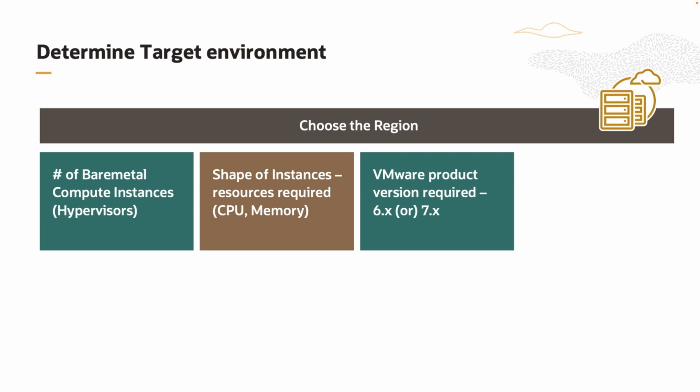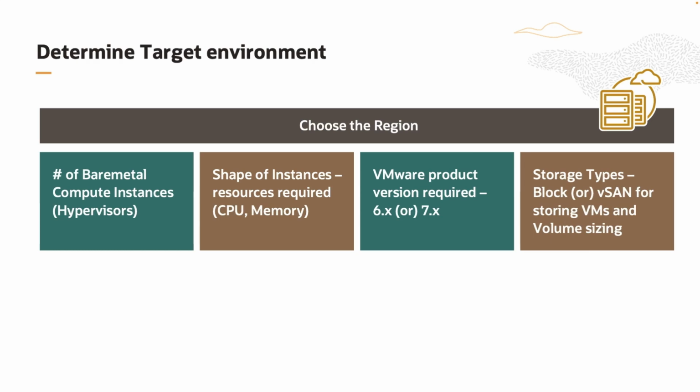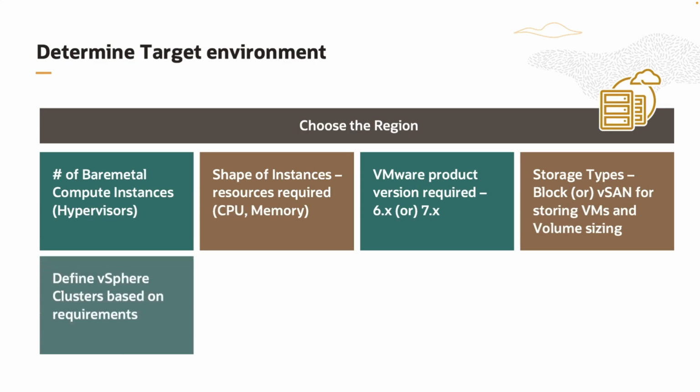The VMware vSphere product version should be selected. Then the storage types, whether you want to use vSAN or block storage for storing the VMs. This would again depend on the type of compute shape chosen. In the next step, you define vSphere clusters. There are multiple factors in choosing these clusters. We saw them in one of our previous lessons.